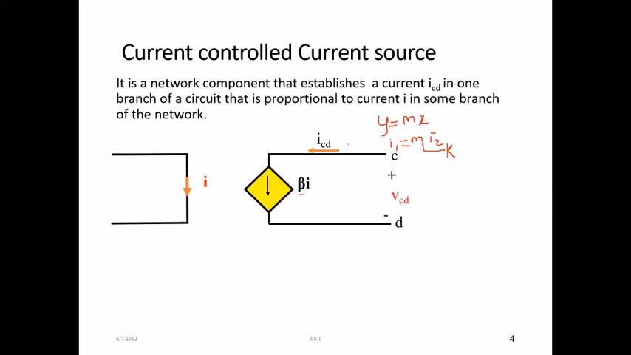The current flowing through this particular current source depends upon I. So if I is equal to 0, the current given by the current source is equal to 0. If the current flowing in this branch increases to 2 amperes, then the current given by the current source will increase to beta into 2. In similar fashion, if the current increases to 10, then the current source will give a current of beta into 10. So it is a current source, and the value of current given by the current source depends upon the current I which is flowing in some other branch.